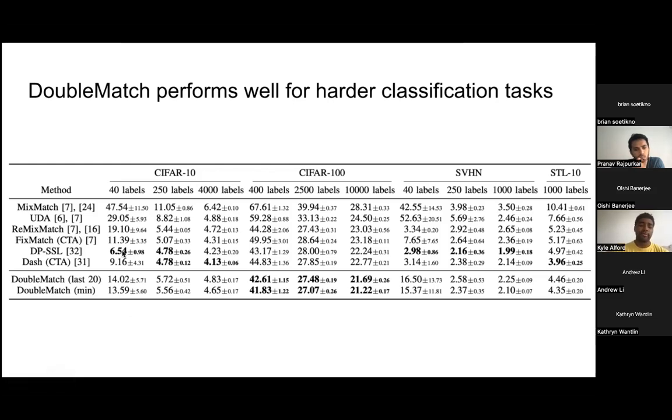And so for CIFAR 10, DoubleMatch doesn't actually achieve state-of-the-art low error rates. It's actually still DPSSL and Dash for different amounts of the labels for each data set. You don't actually see the improvement in performance until you increase to CIFAR 100, where it achieves the lowest error rate, out of all of these, for all of the different label amounts.